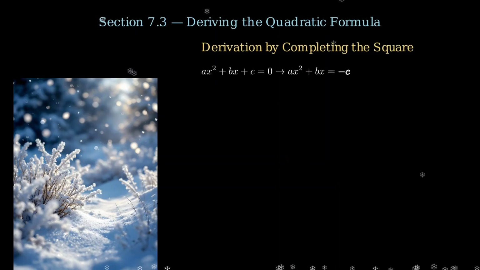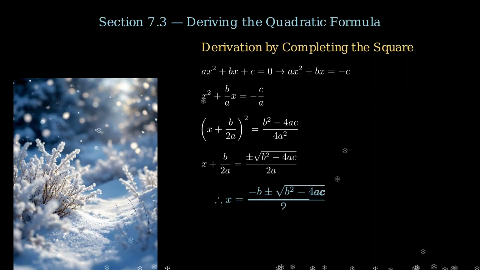Let's trace the algebraic derivation. We start with the equation ax squared plus bx plus c equals 0. First, move the constant c to the other side. Next, divide the entire equation by a so the leading coefficient is 1. To complete the square, we add the square of b over 2a to both sides. This gives us the square of x plus b over 2a equals b squared minus 4ac over 4a squared. Taking the square root of both sides brings in the plus or minus sign. Finally, isolating x gives us our completed formula.